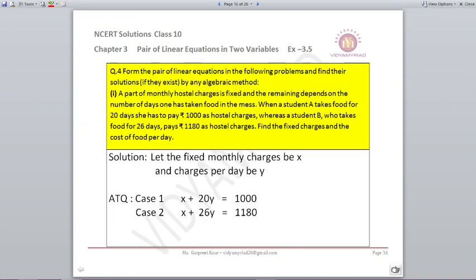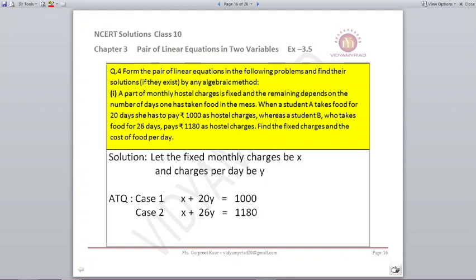Question number 4. Form the pair of linear equations in the following problems and find their solution if they exist by any algebraic method. So there are 3 algebraic methods we have learned so far. We have just now done cross multiplication method. There is elimination method and there is substitution method. So let us see which method we are going to use. You can choose any method, answer will come same.